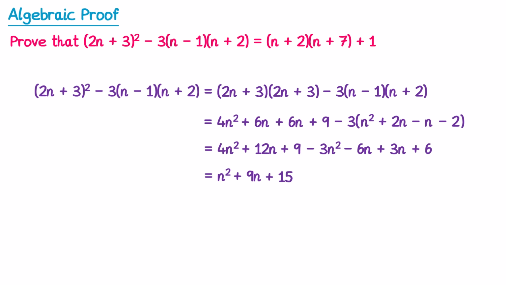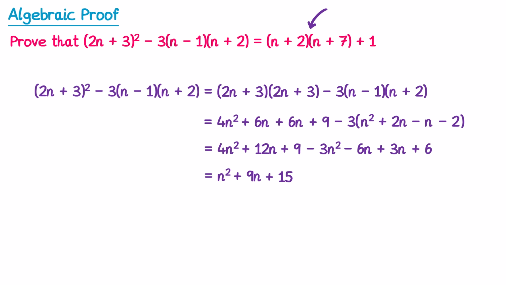Now the right-hand side for this example is a little bit different. We have a double bracket, but then we also have plus 1. If we look at this double bracket here and imagine expanding it, we'll get n squared plus 7n plus 2n, which will give us plus 9n, and then plus 7 times 2, which is 14. We just have a plus 15 rather than a plus 14, but that's why there's this plus 1 here.